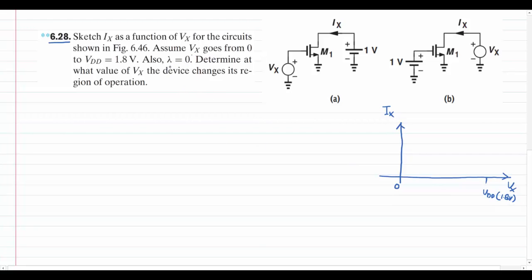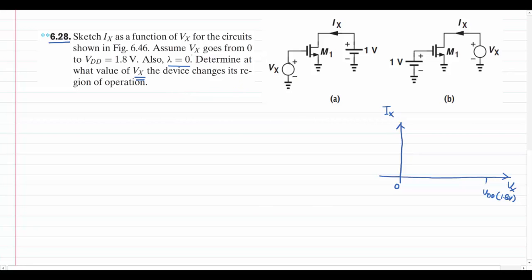Here the channel length modulation is assumed to be 0, that is not present, and we also need to determine the value Vx at which the device changes its region of operation, that is when it moves from triode to saturation or vice versa. So let's just move on.